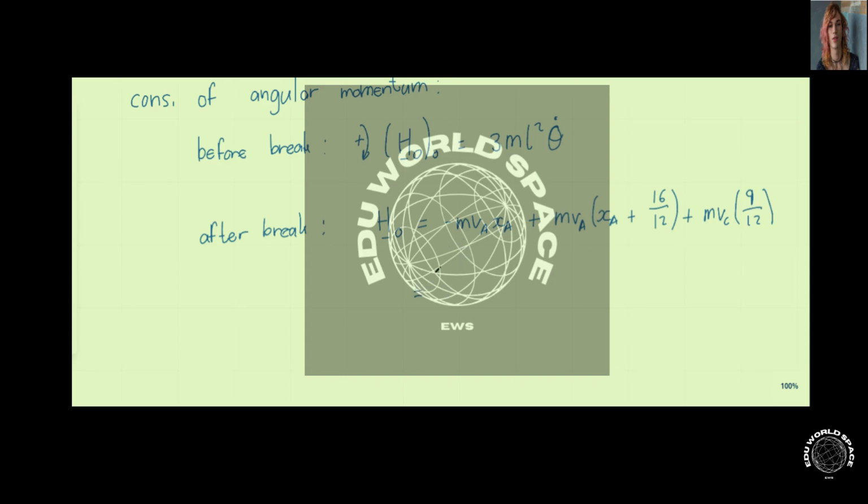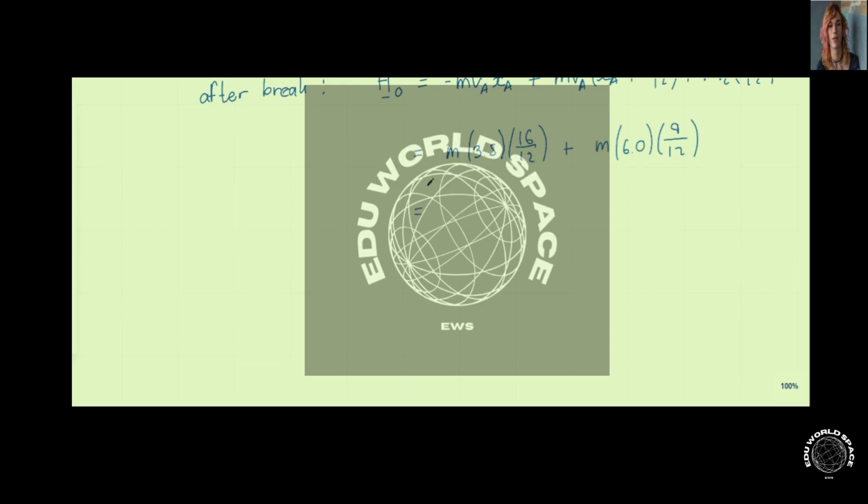If we substitute our values into this equation, we get m into 3.5 times 16 over 12, plus m into 6 times 9 over 12. So after the break, the angular momentum about the origin is equal to the mass m of one ball times 9.1667.